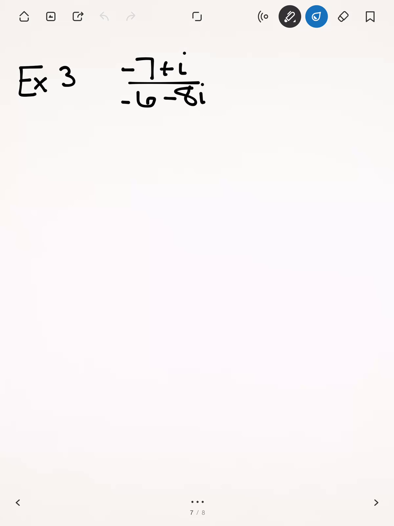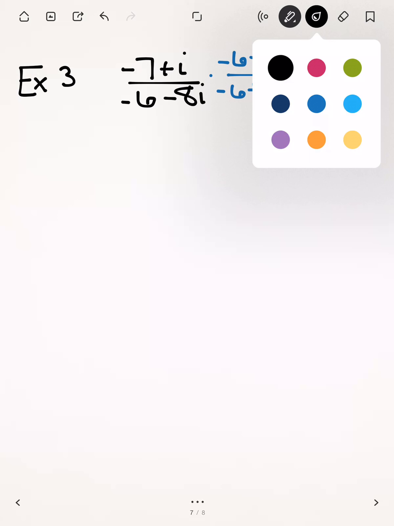Now I have negative 7 plus i divided by negative 6 minus 8i. So to divide, I have to multiply by the conjugate of the denominator. So the conjugate of the denominator is negative 6 plus 8i. And I'm going to do that on top and bottom. So negative 6 plus 8i. This one's going to require a little more work.